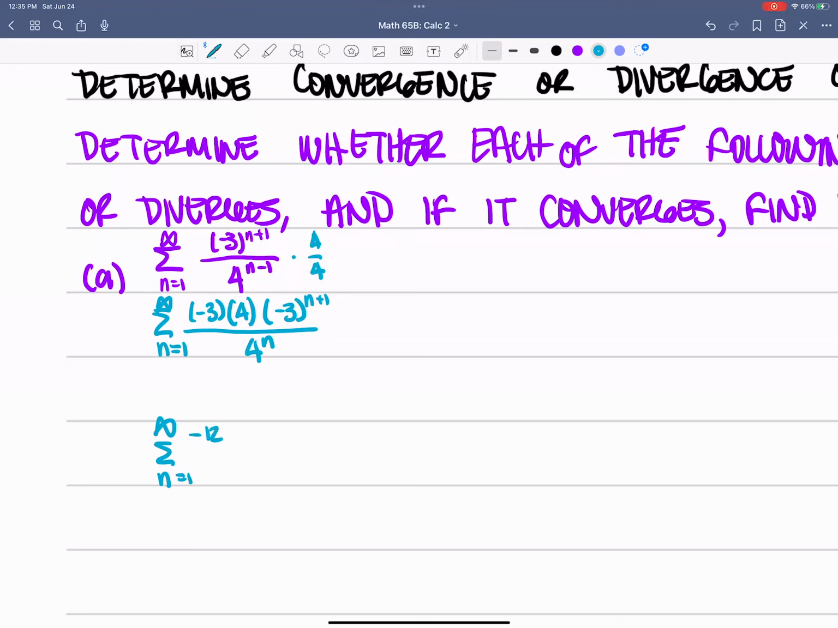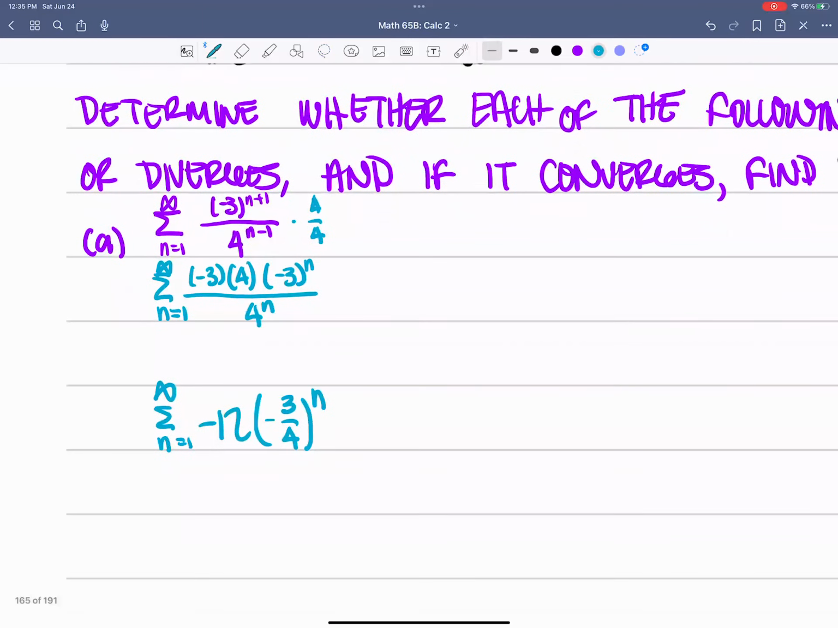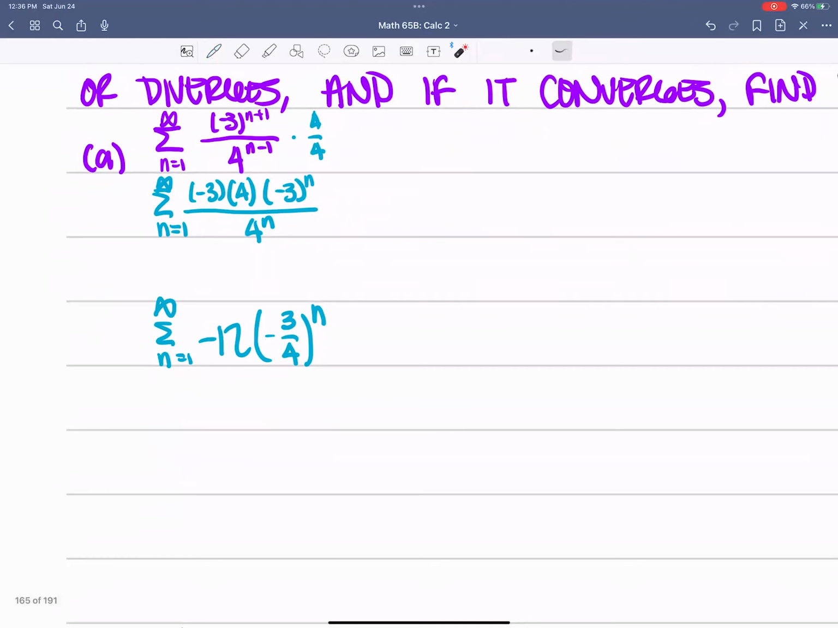-12. And we shouldn't have that n plus 1 anymore. -12 times, let's write it normally, -12 times a -3 over 4 to the power n. Now that we have it broken up like this, we have our common ratio.